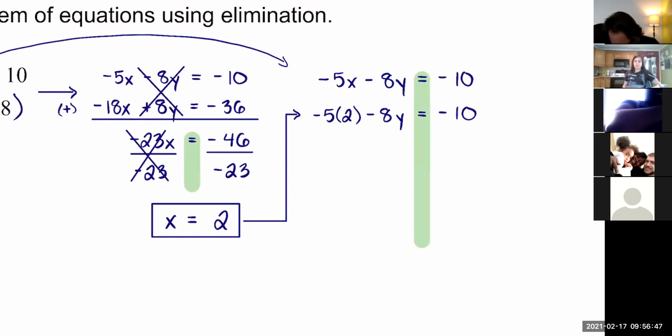Hopefully I get a long enough line here. Remember, we already have x. We're looking for y. So now I'm just trying to solve this new equation. Well, it's technically the first equation, but now we know x is replaced. So the negative 5 times 2 becomes a negative 10, minus 8y equals negative 10. And then we run through our process. We have a two-step equation. We're getting y by itself. First, we're going to add 10 to both sides.